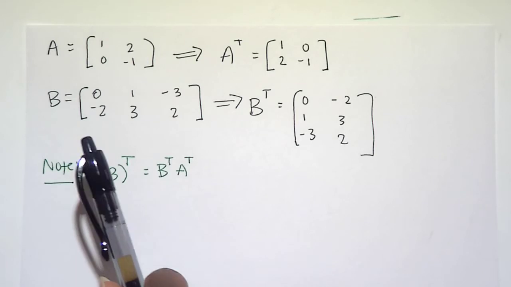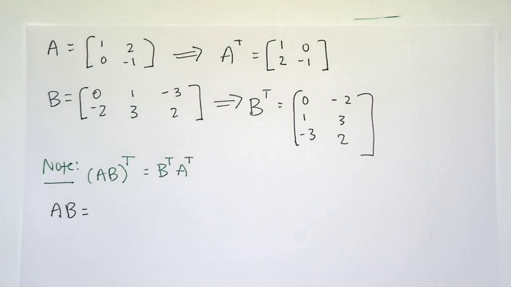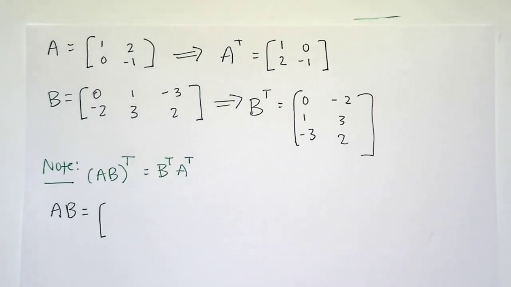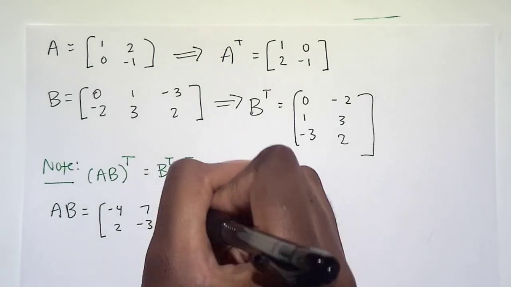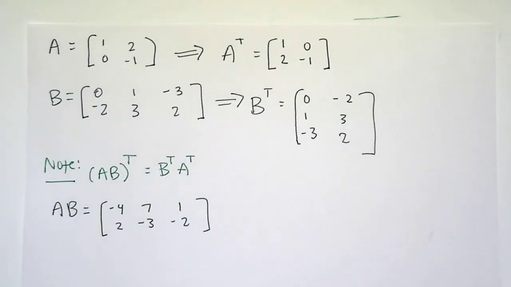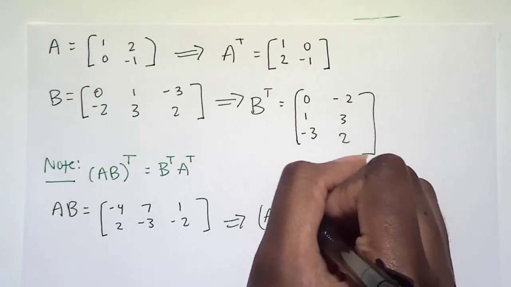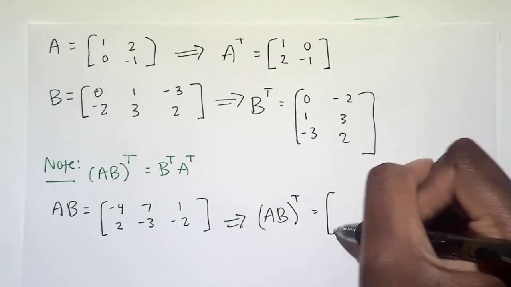So let's say we have our same two examples, A and B. You can multiply this to check that my answer is correct, but I'm just going to go straight to the answer. If I multiply A times B, my result should be a 2 by 3 matrix. So I got negative 4, 2, 7, negative 3, 1, negative 2. All right, so that is the product A times B. I'm going to take the transpose of that. So this first row will become the first column.